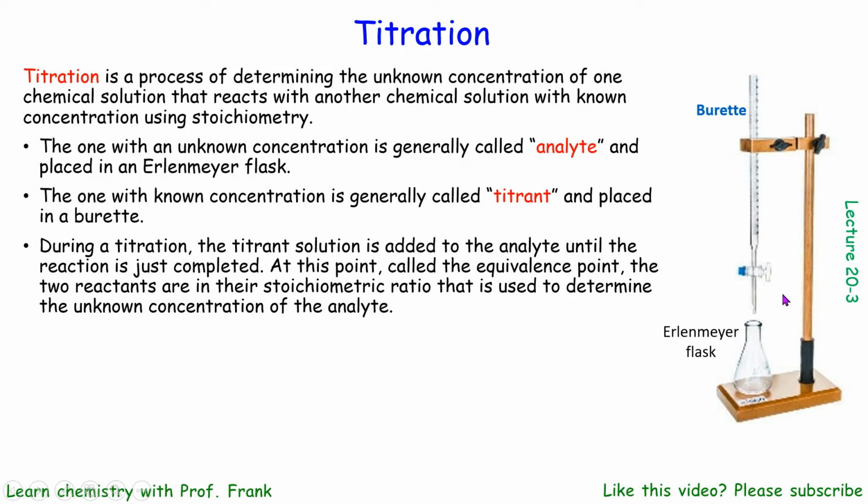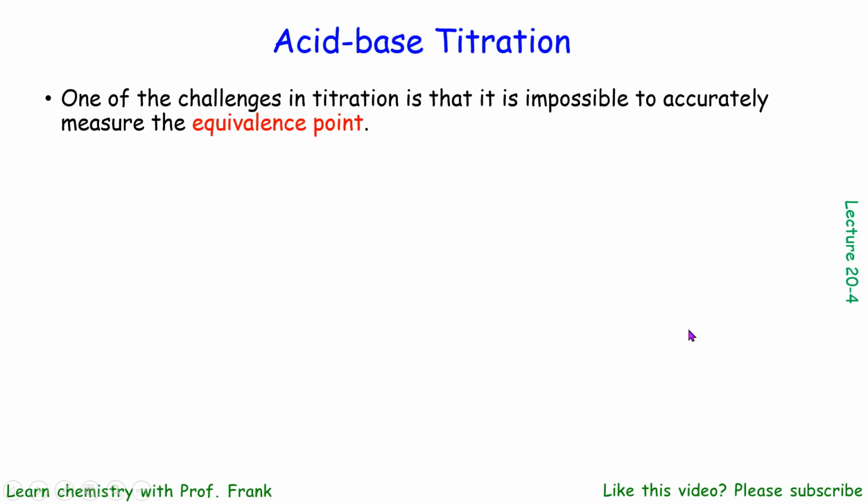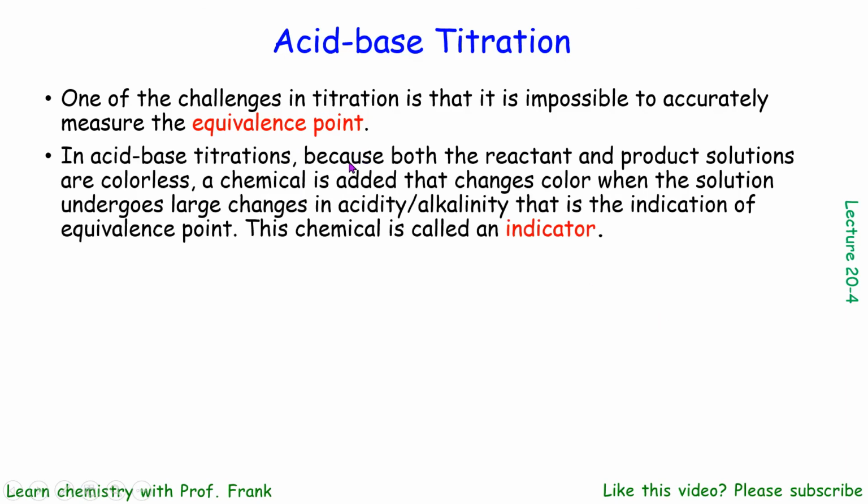So during a titration, the titrant solution is added to the analyte until the reaction is just completed. At this point, it's called the equivalence point. Then the two reactants are in their stoichiometric ratio that is used to determine the unknown concentration of the analyte. One of the challenges in titration is that it's impossible to accurately measure the equivalence point.